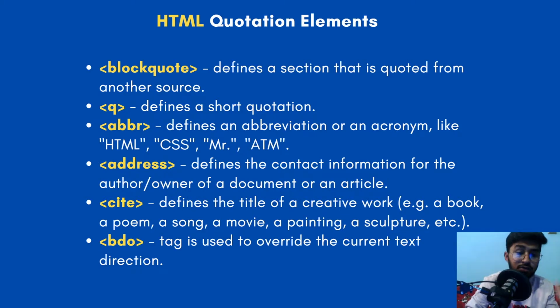And if there is a creative work and you have to define it, you define it with the cite tag. And the last one, bdo. The full form of bdo is Bi-Directional Override. This tag is used to override the current text direction. Without just wasting time, let's go to the editor and see how these elements work.